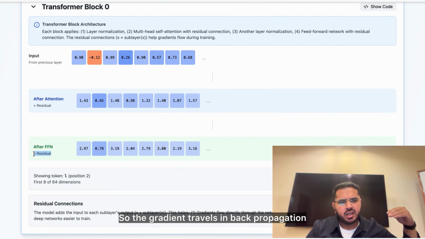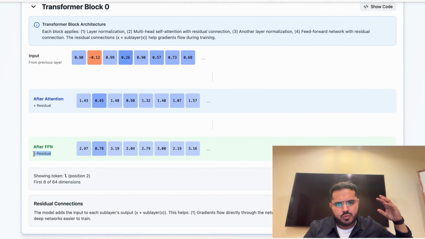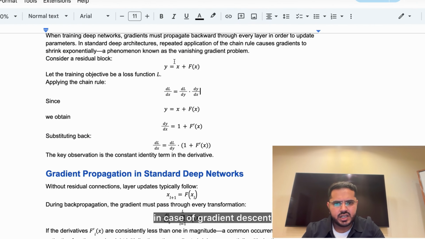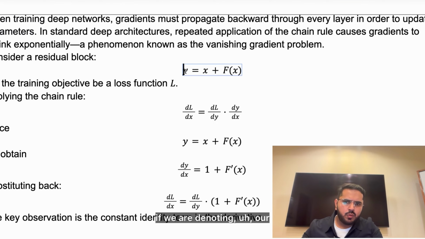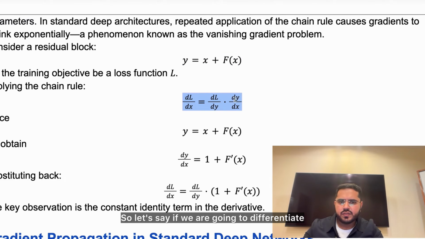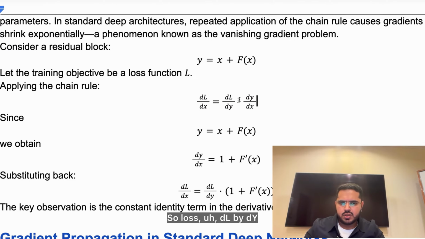So the gradient travels in backpropagation through the chain rule. In the case of gradient descent, if we are denoting a total y as x plus f of x, the gradient descent is going to differentiate it, right? So if we differentiate the loss function with respect to x, we will get this term, because we have to apply the chain rule: dL by dy and dy by dx.